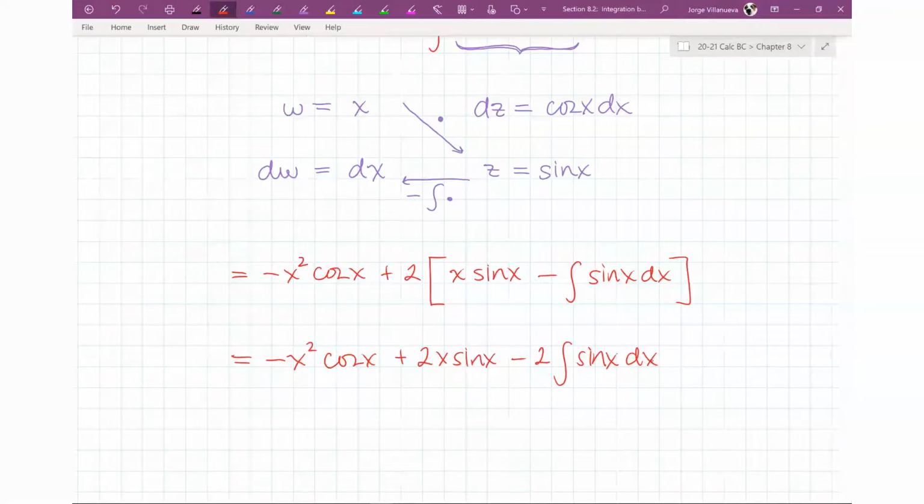So the very last thing, again, you guys should be able to do that, no problem. You don't need a u substitution. You don't need by parts. Just integrate sine of x. And the integral of sine of x is cosine of x. So let's write that out. Negative x squared cosine of x plus 2x sine of x minus 2 cosine of x plus c.